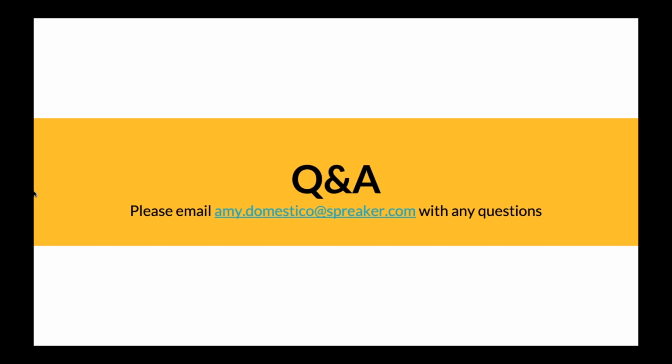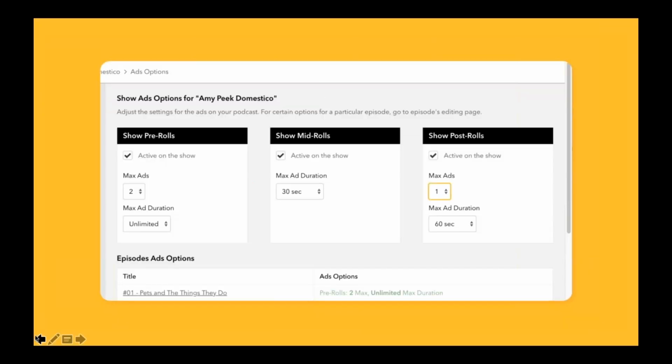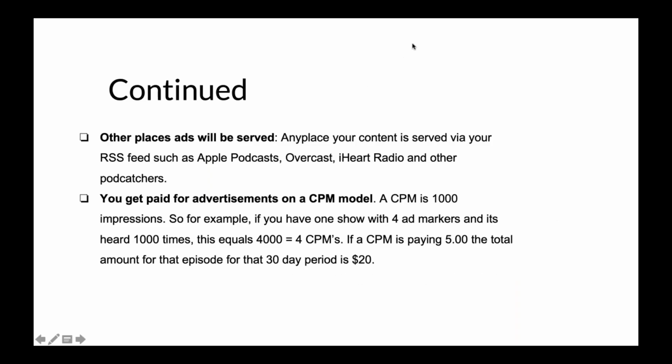If you can just go over the CPM impressions thing for me one more time. Yeah, absolutely. Let me go back to that page. It's a little confusing, right? Okay. So a CPM is 1,000 impressions. If you have one episode and you've placed 4 ad markers and it's heard 1,000 times, that's 4,000 impressions, which equals 4 CPMs. It goes by 1,000, so 1 unit is 1,000. So if the CPM is paying $5, the total amount for that episode for that 30-day period is $20.